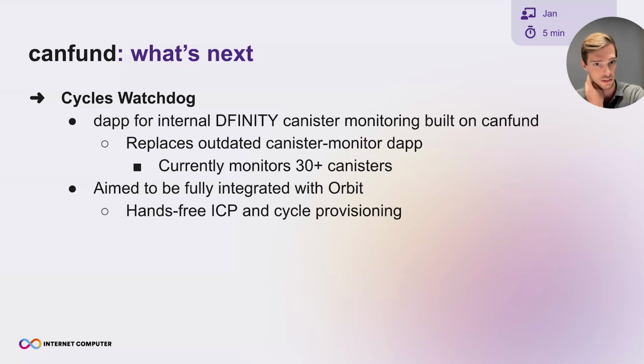We also aim to fully integrate it with Orbit in a way that Canfund will actually fund some canisters within Orbit, but also whenever the Cycles Watchdog actually needs ICPs to mint more cycles, Orbit can automatically create a request for this and approve it. So ideally, this should be a fully hands-free process with no interactions.